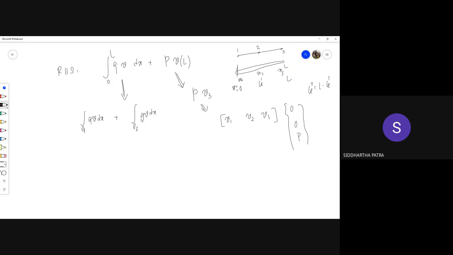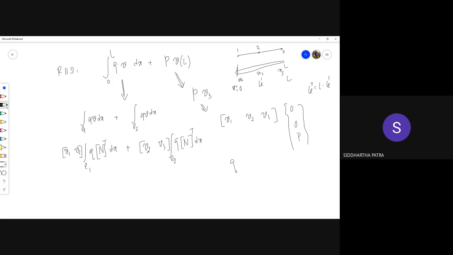Now Q of course can be some arbitrary function of x, so I don't have any general expression for that one, but we had written earlier that this one would be V1, V2 multiplying Q times N transpose integrated across the first element dx. Then there is V2, V3 multiplying Q times N transpose dx integrated over E2.